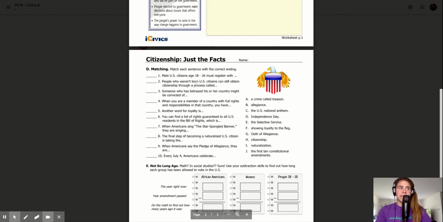This one's relatively easy. You're just going to go ahead and match each sentence with the correct ending. Okay, make sure it makes sense.